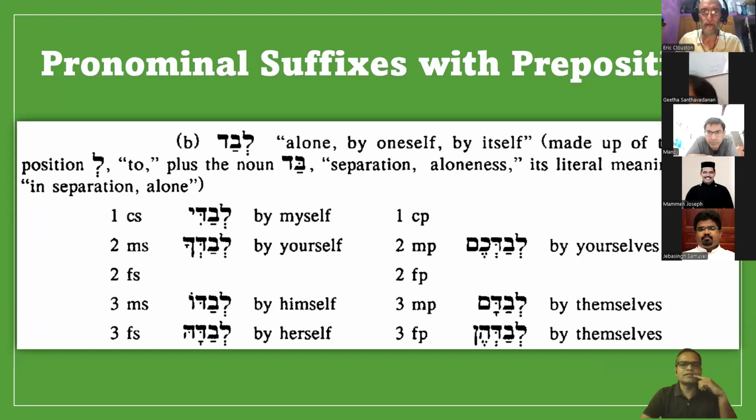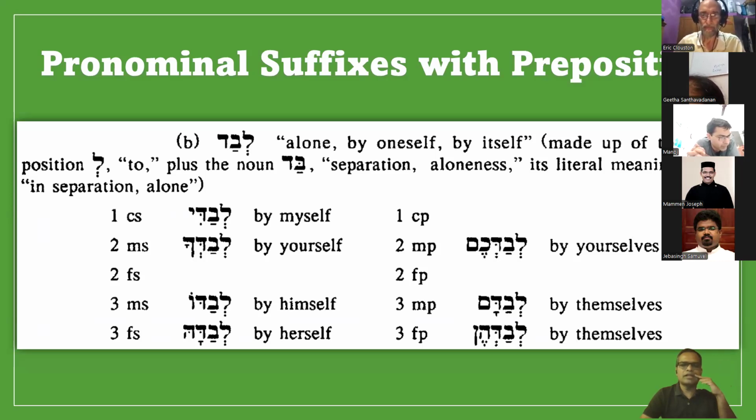Another thing is another preposition, which is levad, meaning alone, by oneself, by itself. It is a combination of the lamed preposition plus vad. So alone, by oneself, by itself. This also will receive pronominal suffixes.